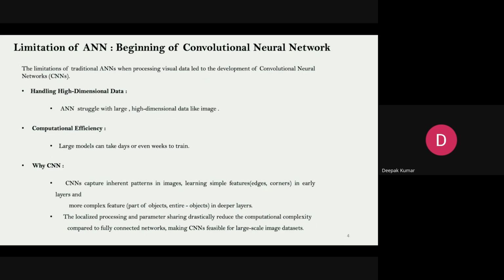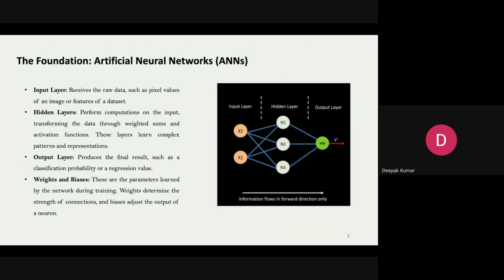Second, as we can see here, it's quite a flat structure. Whatever we are feeding to our network is in x1, x2, up to xn form.